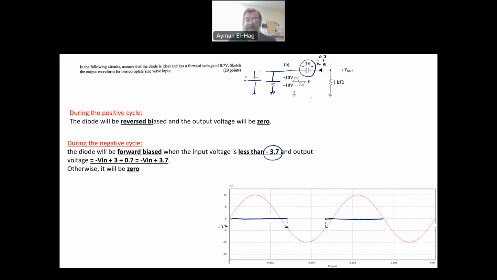Now, again, applying KVL, your output will be equal to minus Vin plus 3.7 volts. So your output will be something like this, with a difference of 3.7 volt here. Otherwise, it will be 0. So only when the voltage drops below minus 3.7, only after that, is the diode forward bias, only during that period.